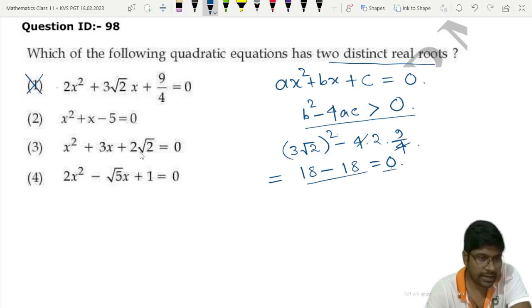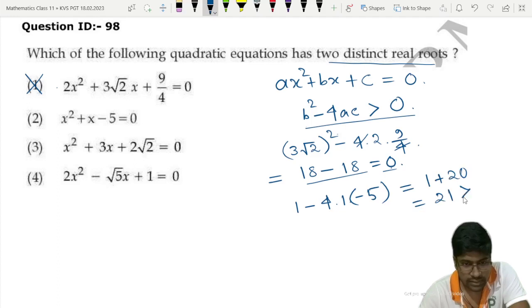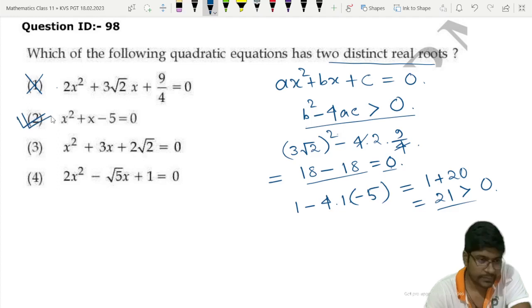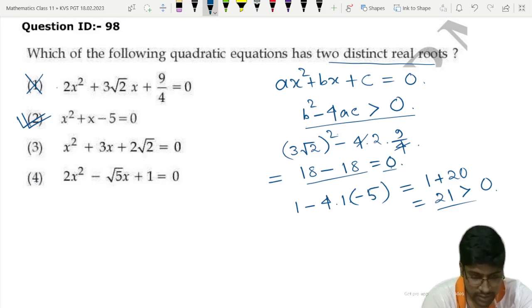So what about option 2, b square minus 4ac? So 1 minus 4 into 1 into minus 5. That is equal to 1 plus 20, that is equal to 21. This is greater than 0. So option 2 will be the correct answer. You can further check option 3 and option 4, those will also be wrong. So for two distinct real roots, option 2 is the correct answer. So this is question number 98. Now come to the next question, question number 99.